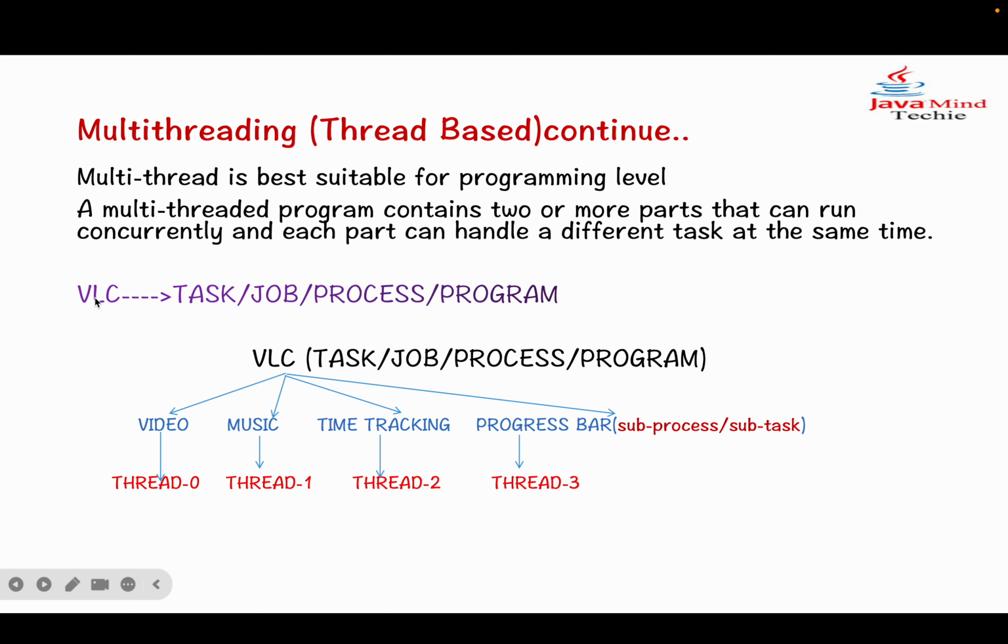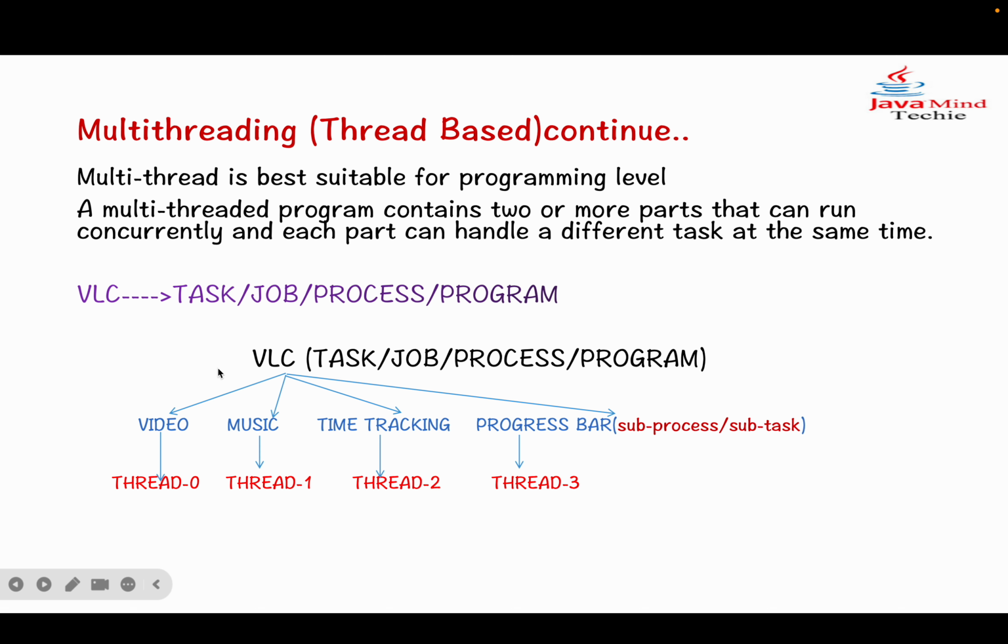So VLC media player, you can see, it is a task, it is a job, it is a process, it is a program. Okay, don't get confused. Multi-threading is very, very easy. So VLC media player is one task. Somebody may call it a task, somebody may call it a job, somebody may call it a process, somebody may call it a program also. So all the things are the same. I mentioned here: VLC media player, task, job, process, program.